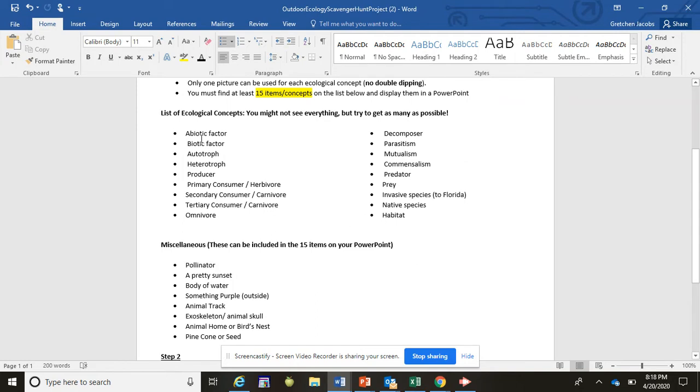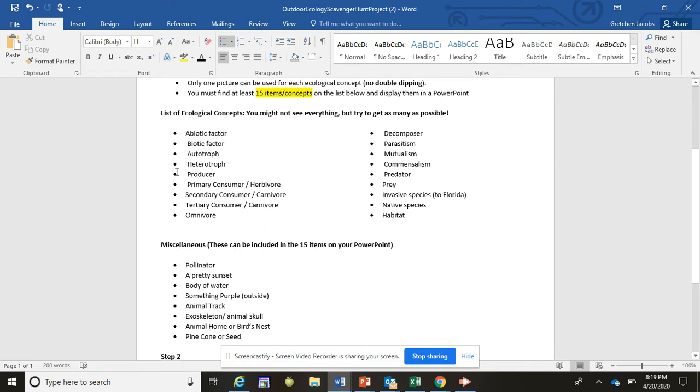So here are some examples: abiotic factor, biotic factor. Remember, that's a non-living thing and a living thing. An autotroph, anything capable of making its own food through photosynthesis. Heterotroph, something that is not capable of making its own food. This could be something outside, or you could even pick a person for that. Producer, again, something that is the base of a food chain capable of making its own food.